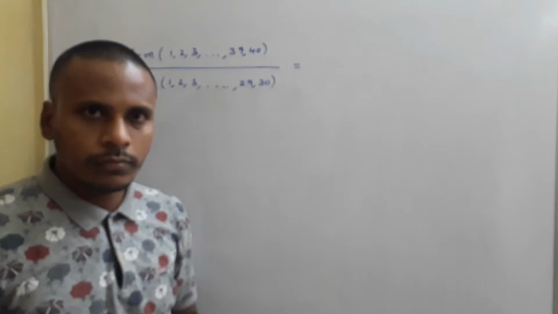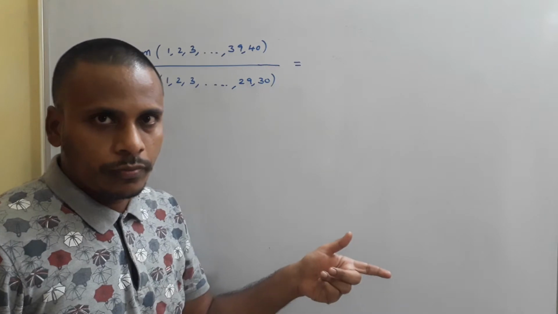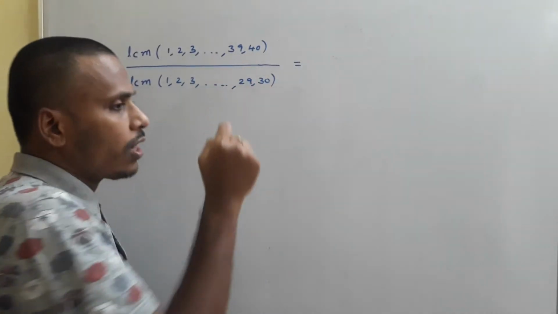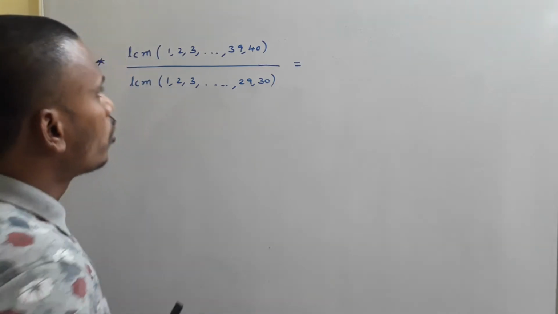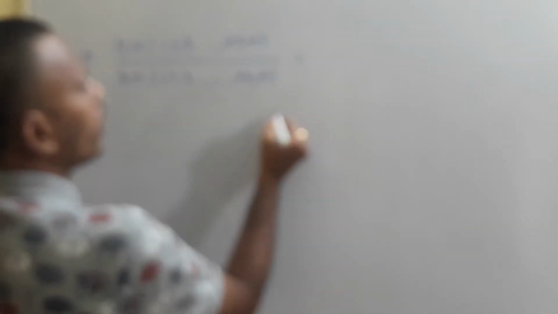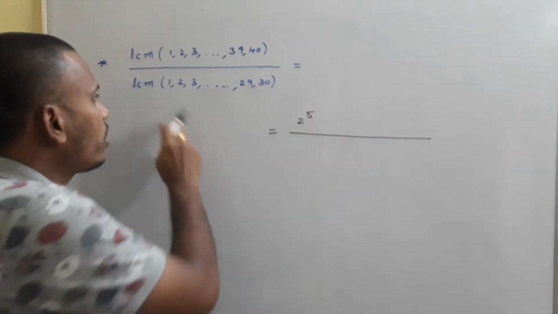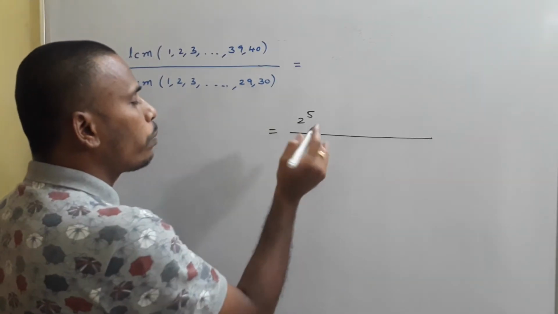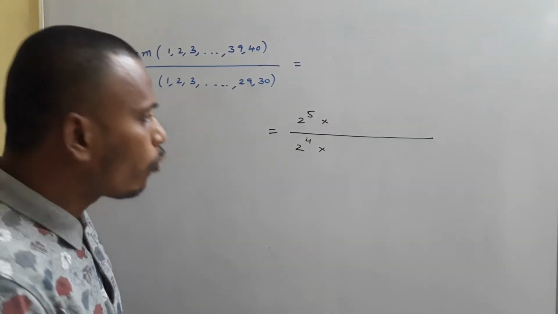When you observe all these numbers, coming to 2, you need to observe the powers of 2. The maximum power of 2 appearing in the first 40 natural numbers is 2 power 5. 2 power 6 is not there in the first 40 natural numbers. So, as a part of the LCM, you need to take 2 power 5. Whereas in the denominator, in the first 30 natural numbers, 2 power 5 is not involved. You need to identify up to 2 power 4. So we have 2 power 5 in the numerator and 2 power 4 in the denominator.